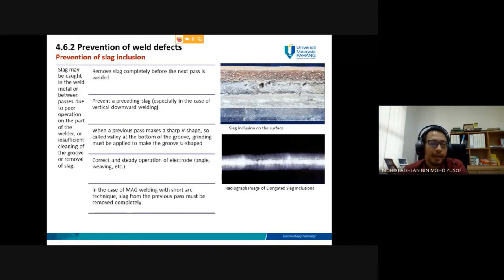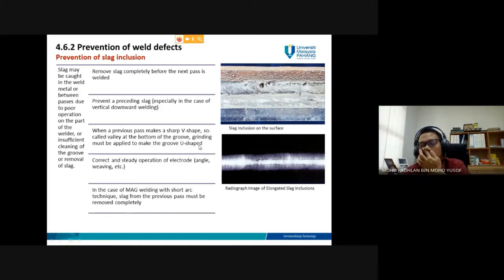And then another type of defect except crack, apa lagi kita dah tengok tadi, porosity, there is another type of defect that we call slag inclusion. Okay, slag may be caught in the weld metal or between passes due to poor operation on the part of the welder or insufficient cleaning of the groove or removal of slag.